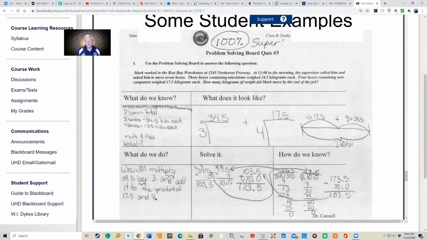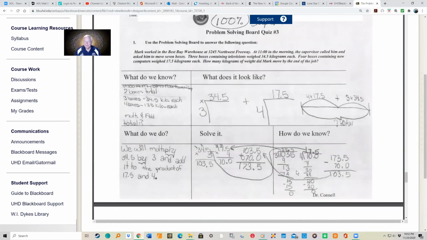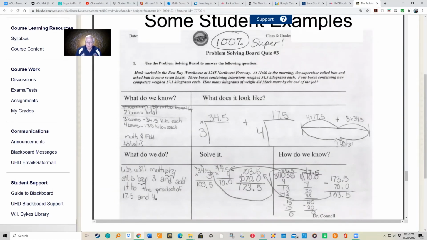When we look at the student planning, we'll multiply 34.5 by 3 and then add it to the product of 17.5 by 4. And what I like about this that's kind of fun is look what they've done. They have drawn arrows showing their justifications. And so not only did they do it, dang it, but when they did their checks, they recognized that they are having to refer back. And so this is an easy one to check.